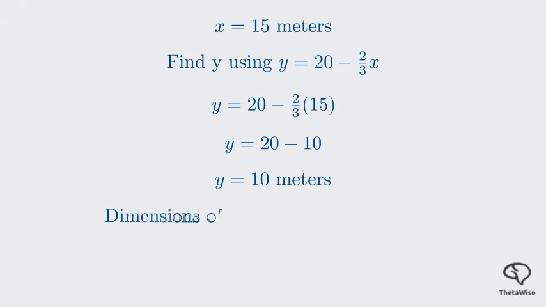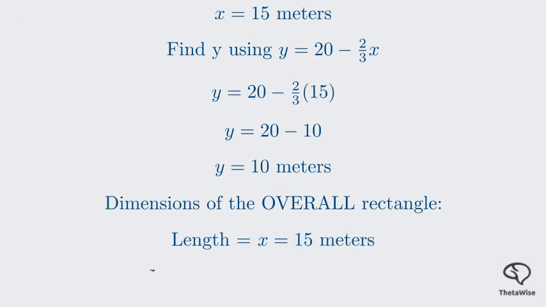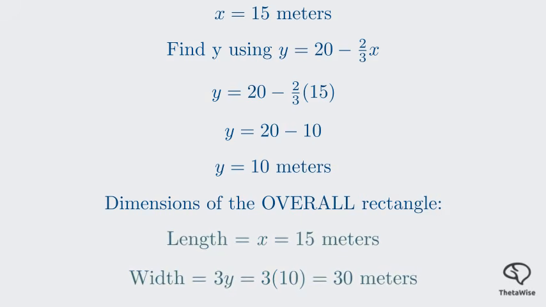The question asks for the dimensions of the overall rectangle. The overall length is x, which is 15 meters. The overall width is 3 times y, which is 3 times 10, or 30 meters. So the dimensions are 15 meters by 30 meters.